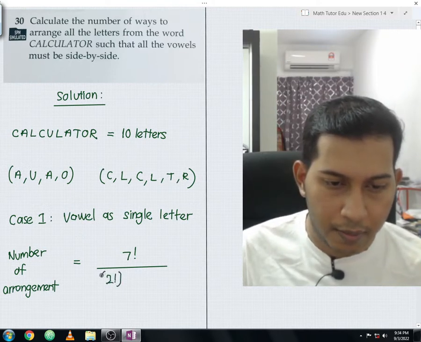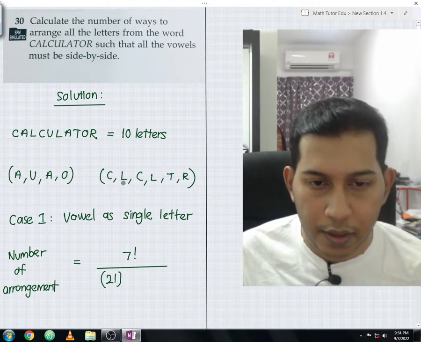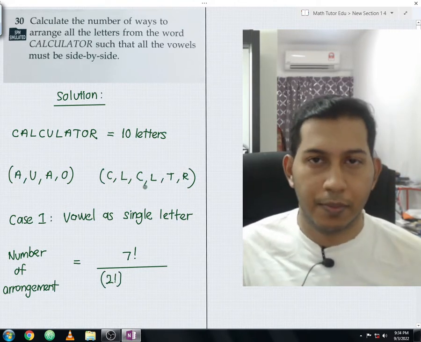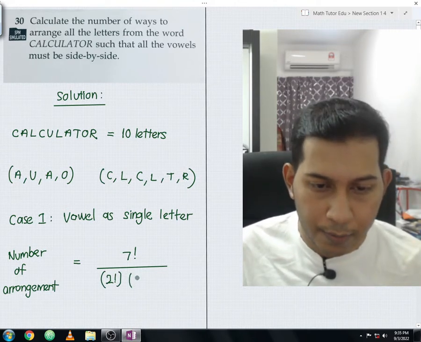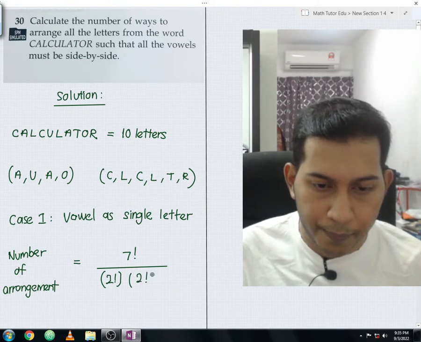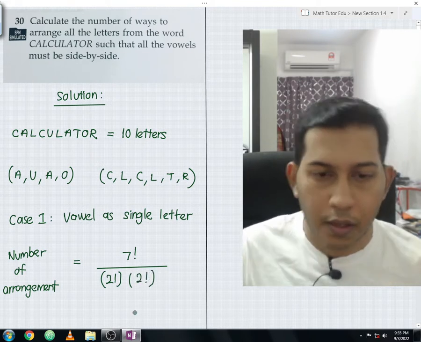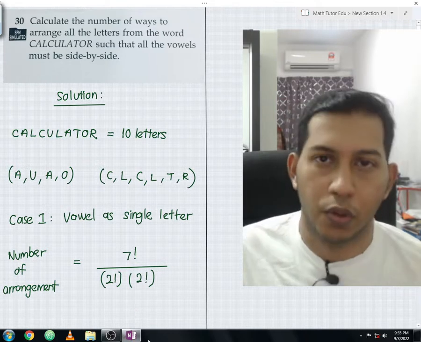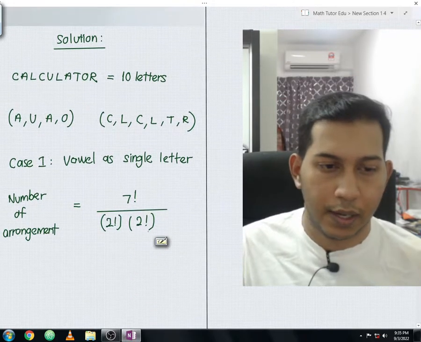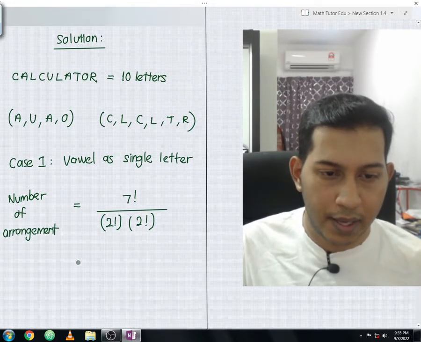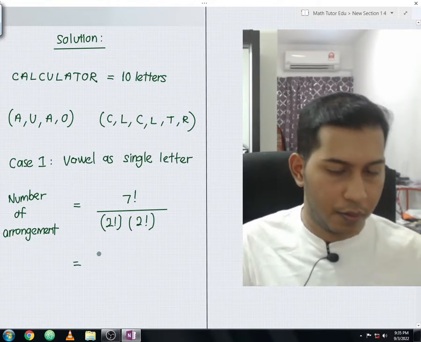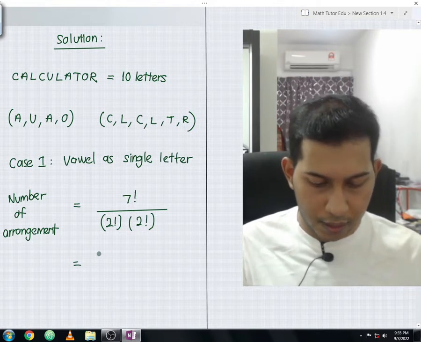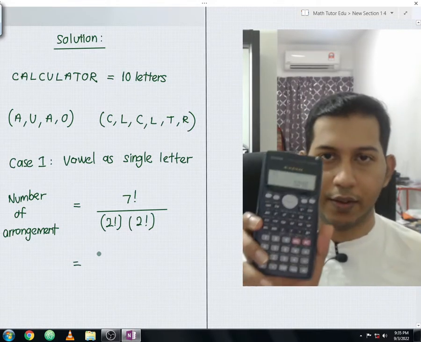Okay, in a bracket. So as you can see here, you have letter L also repeated 2 times, so times 2 factorial. Any other letters being repeated? No. Okay, so we can proceed to calculate the number of arrangements for case 1. So from here, 7 factorial, you calculate, you get 5040.